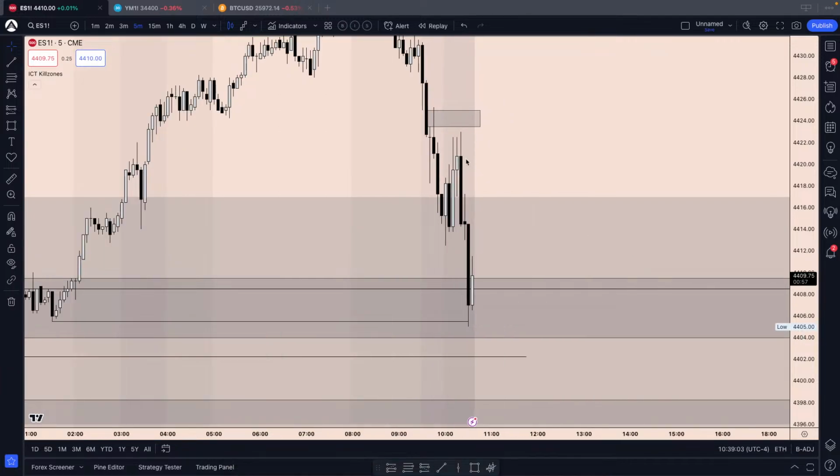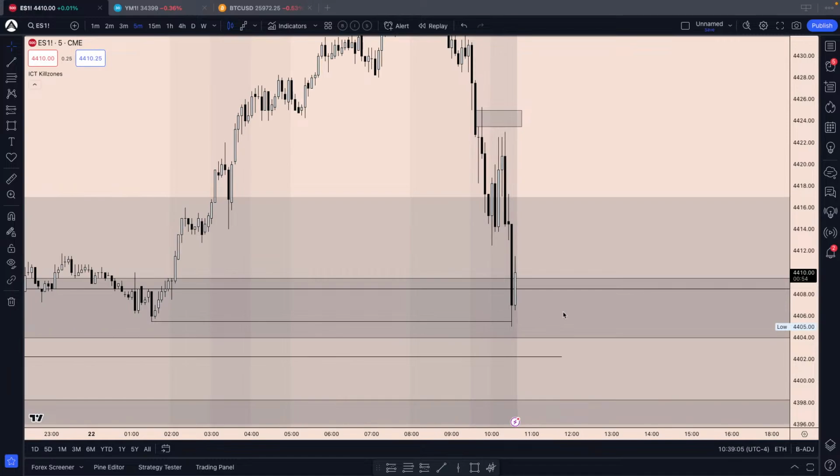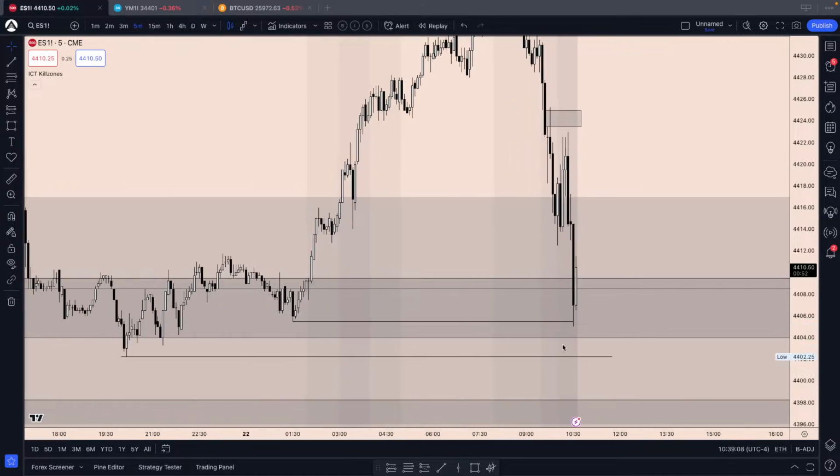Yeah, we continue to dump one more time lower into that London sell side. Really, yeah. I think that Asia low is going to be taken as well.